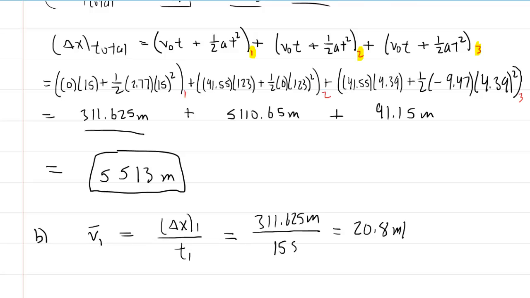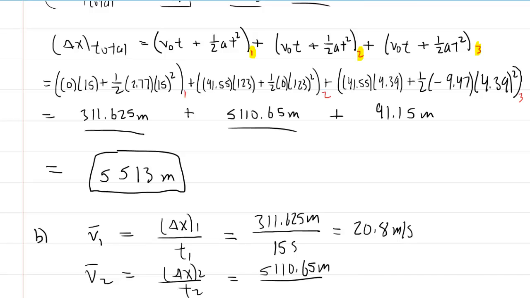So we can plug this set of values in, and when we do so, we're going to get about 20.8 meters per second. Then the same idea for segment 2. We'll plug in the distance traveled in segment 2 divided by the time for segment 2. The distance traveled in segment 2 is listed right there. The time was 123 seconds.